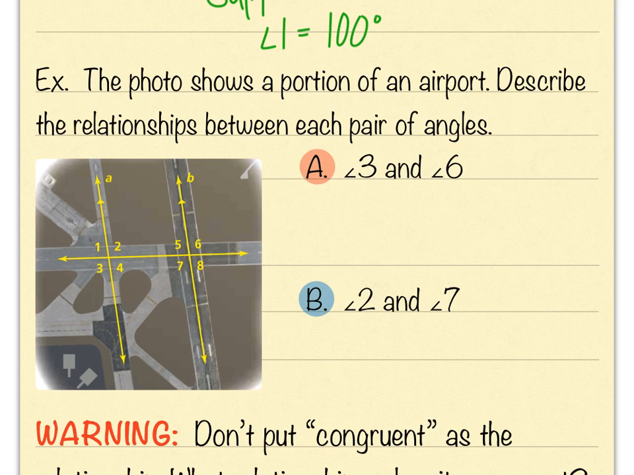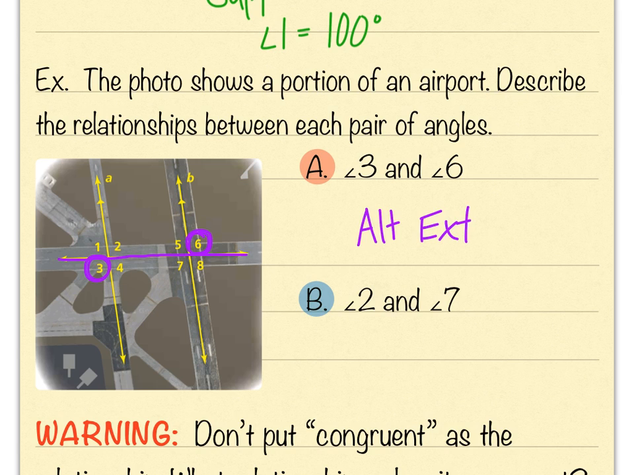It says this photo shows a portion of an airport. Describe the relationships between each pair of angles. We have angle 3 and angle 6. And they're both on opposite sides of this transversal. They're on the outside of the parallel lines, which makes them alternate exterior angles, which we can abbreviate.